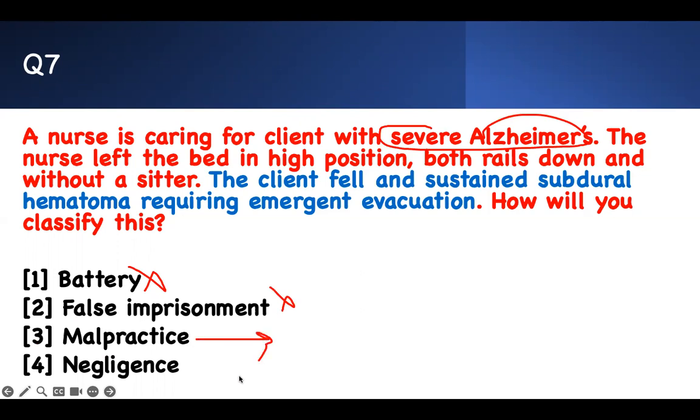Malpractice is secondary to negligence, a professional negligence. So you did not do standard of care management. That is negligence, in simple terms: things that any prudent nurse with the same skills and standard would do, you failed to do that. So you were negligent. So that is the issue.